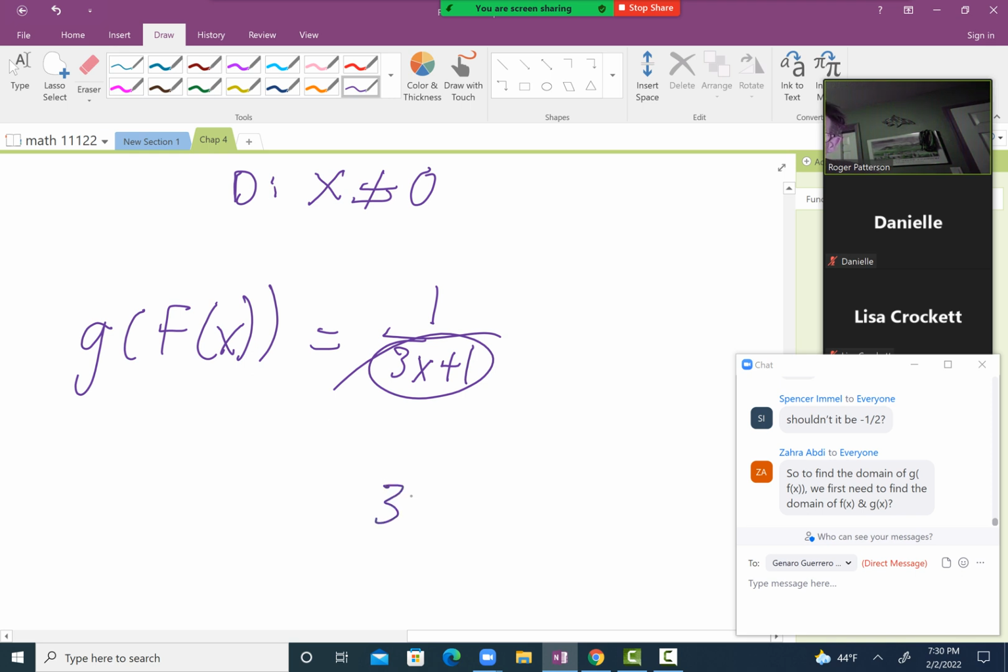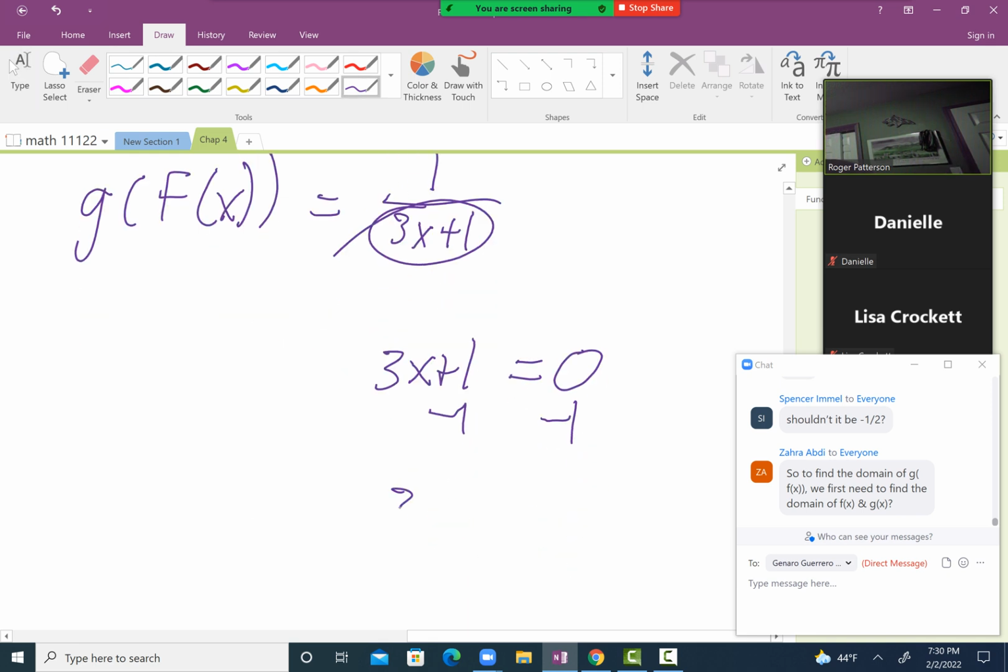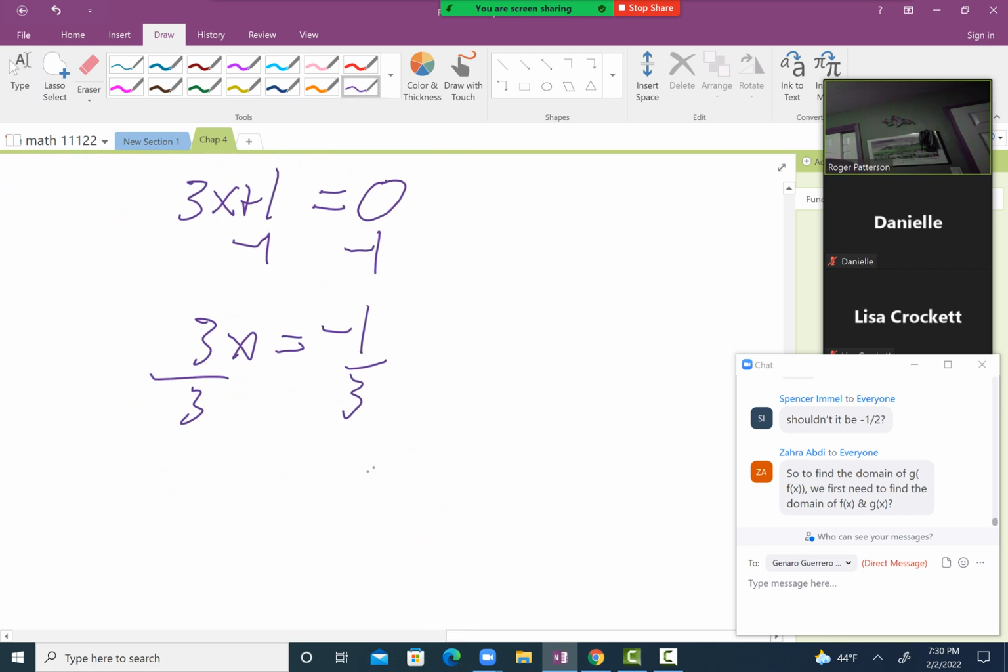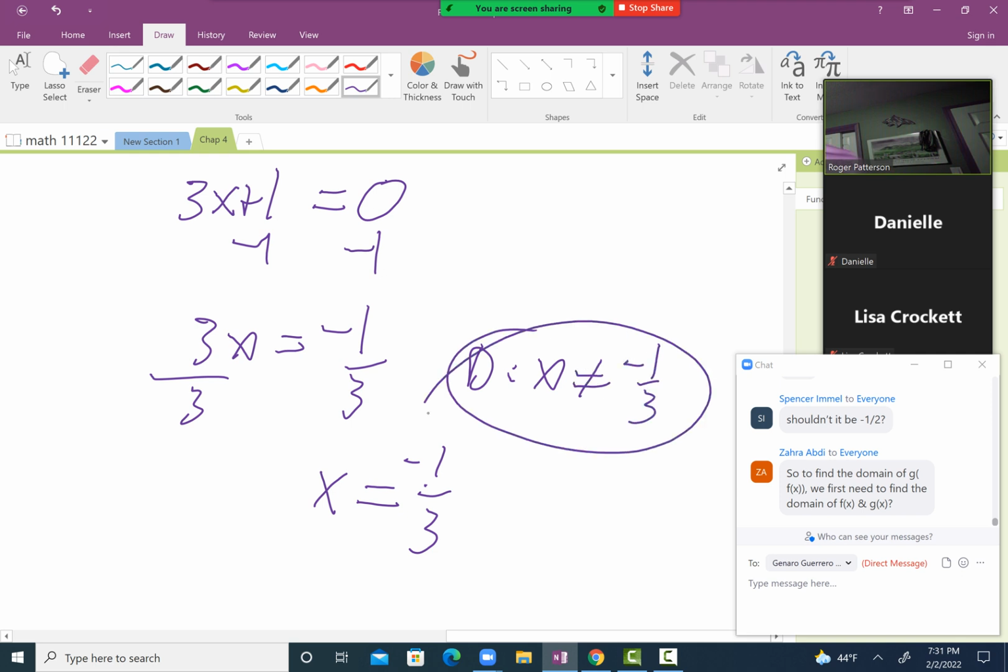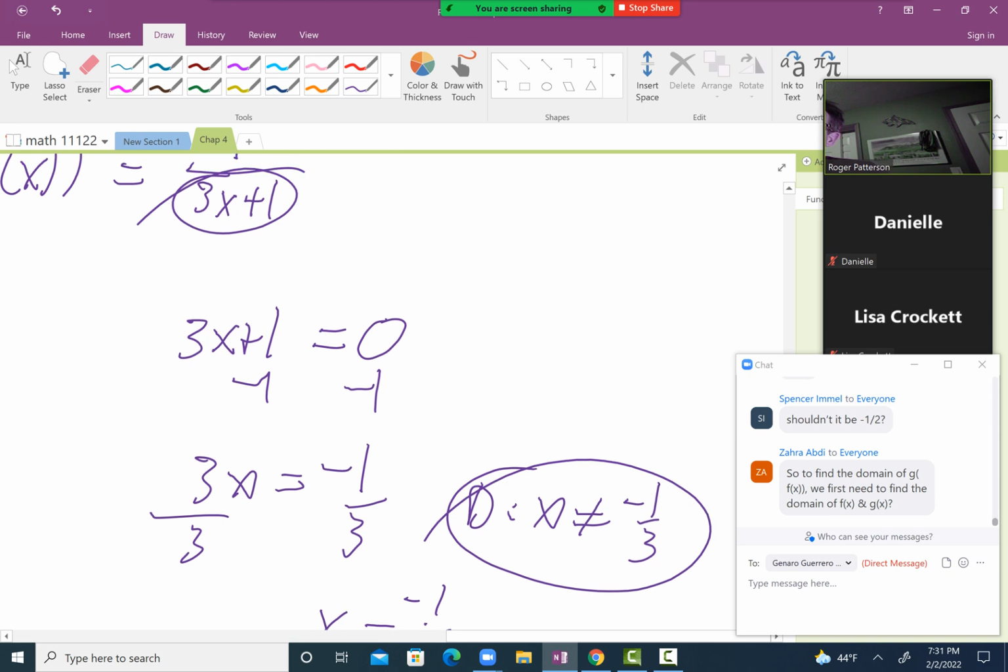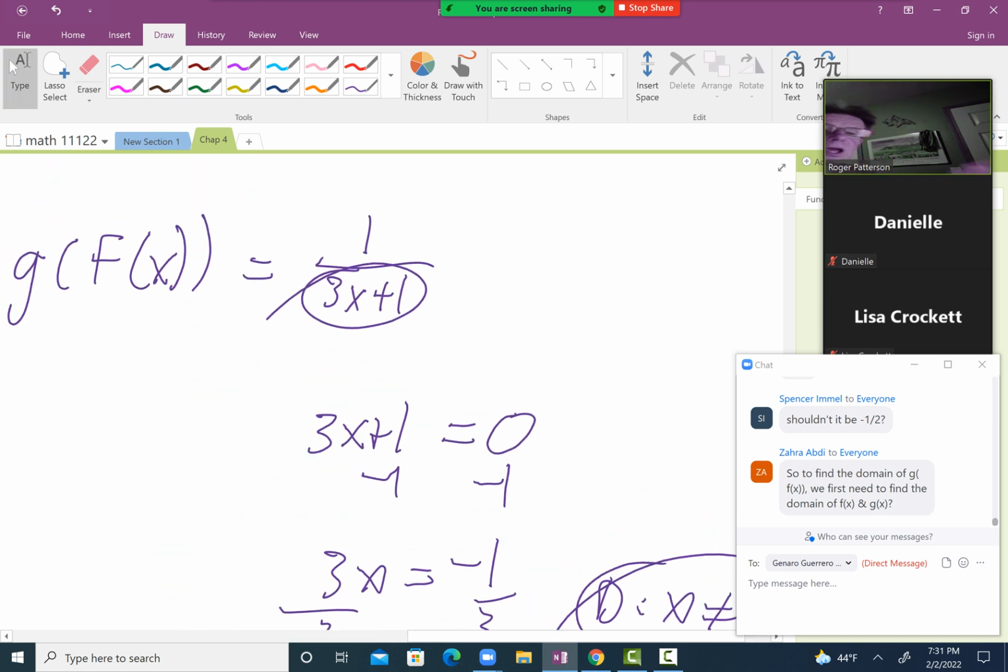So then I have to take that little f function, and I say, okay, f function, tell me when you're going to be 0. Well, let's see. We're going to subtract this little 1 over here. We have 3x equals negative 1. We divide by 3. And, hey, guess what? Oops. The domain of this cannot be negative 1/3. Because as soon as negative 1/3 comes out of that f function, I get a problem with g. And that's kind of how it works.